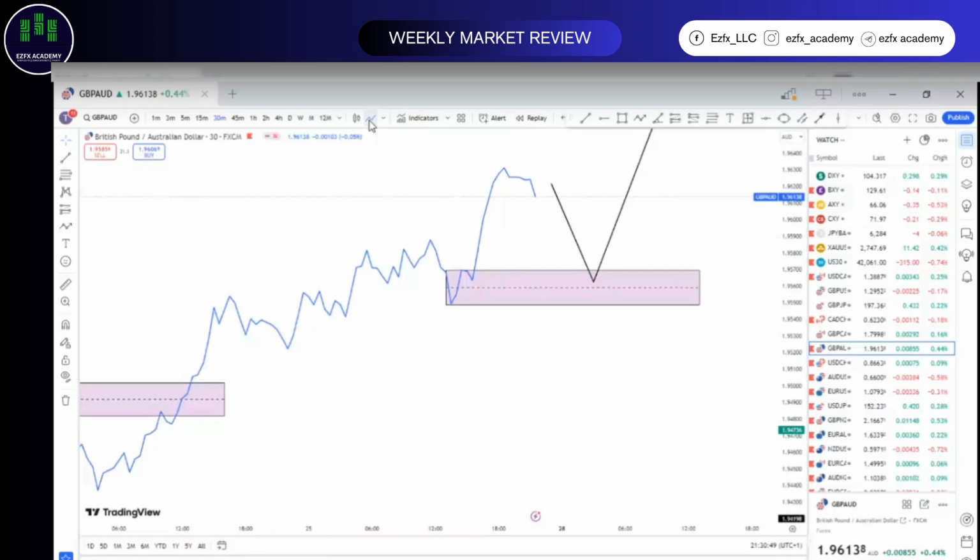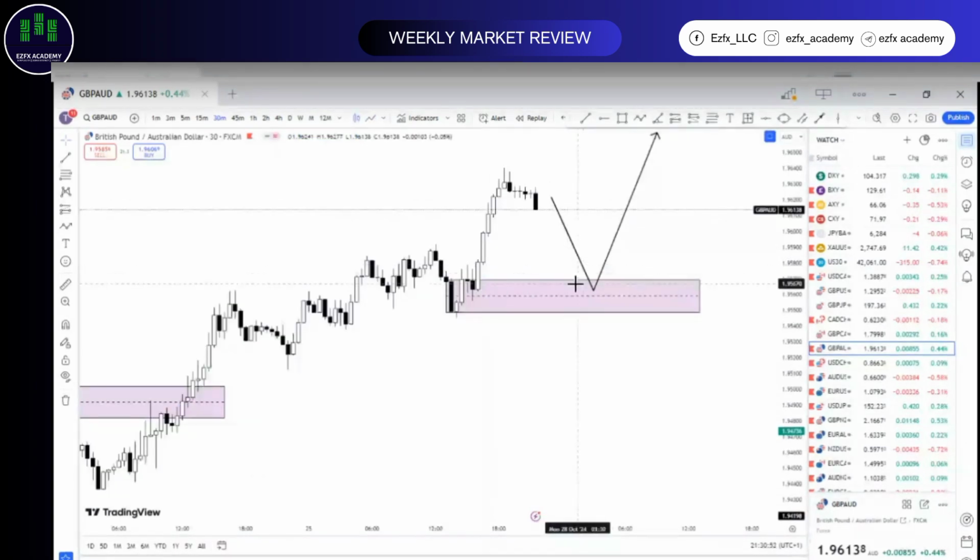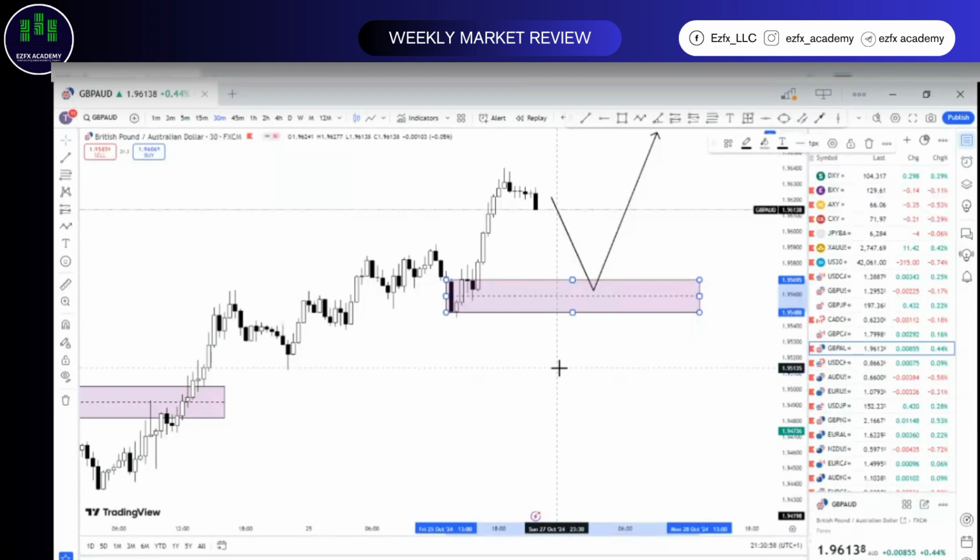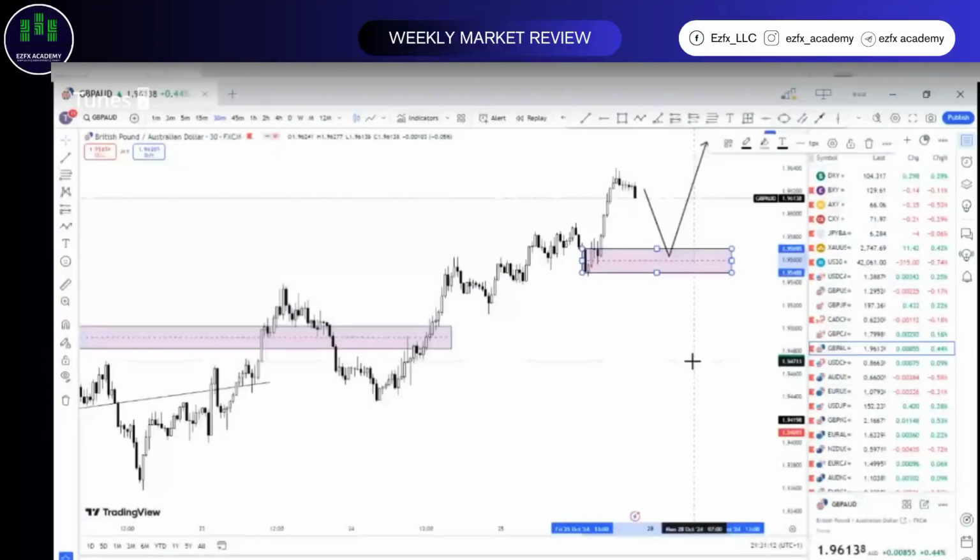The zone for this buy that I'm watching out for on GBPAUD is between 1.95695 and 1.95488. I'll say it again: 1.95695 and 1.95488. That is the region for the buys that I'm watching out for on GBPAUD. So I hope that is clear also. So a sell to buy scenario basically is what I'm watching out for during the course of the week.